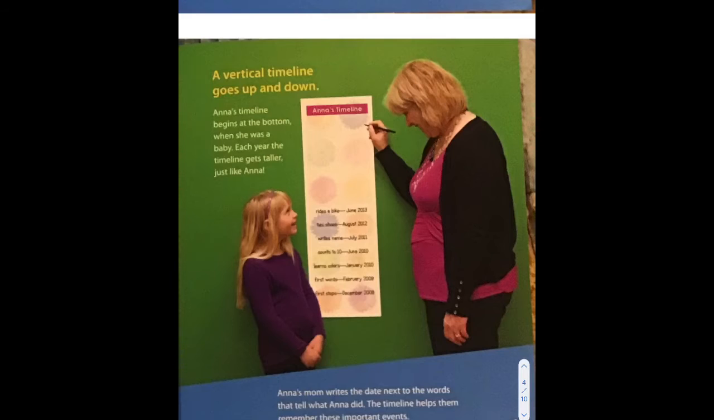When she was a baby, each year the timeline gets taller, just like Anna. Anna's mom writes the date next to the words that tell what Anna did. The timeline helps them remember these important events.